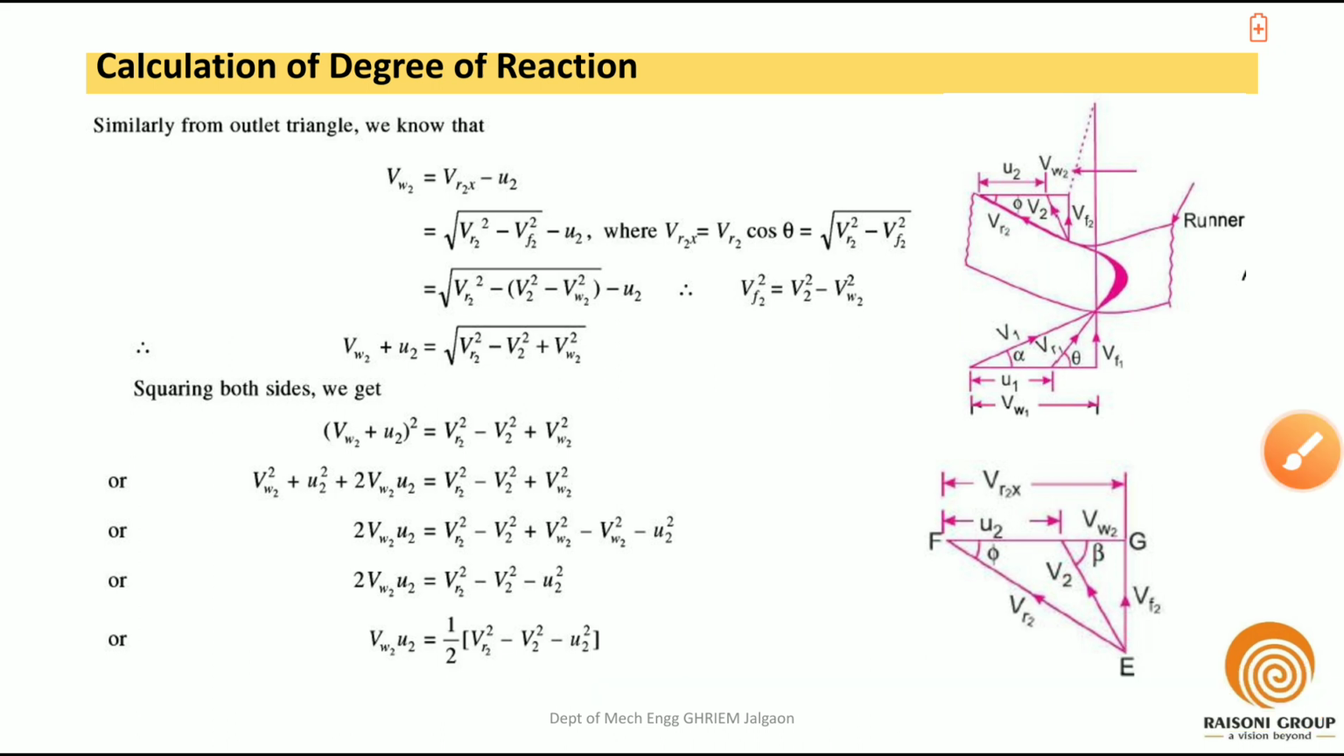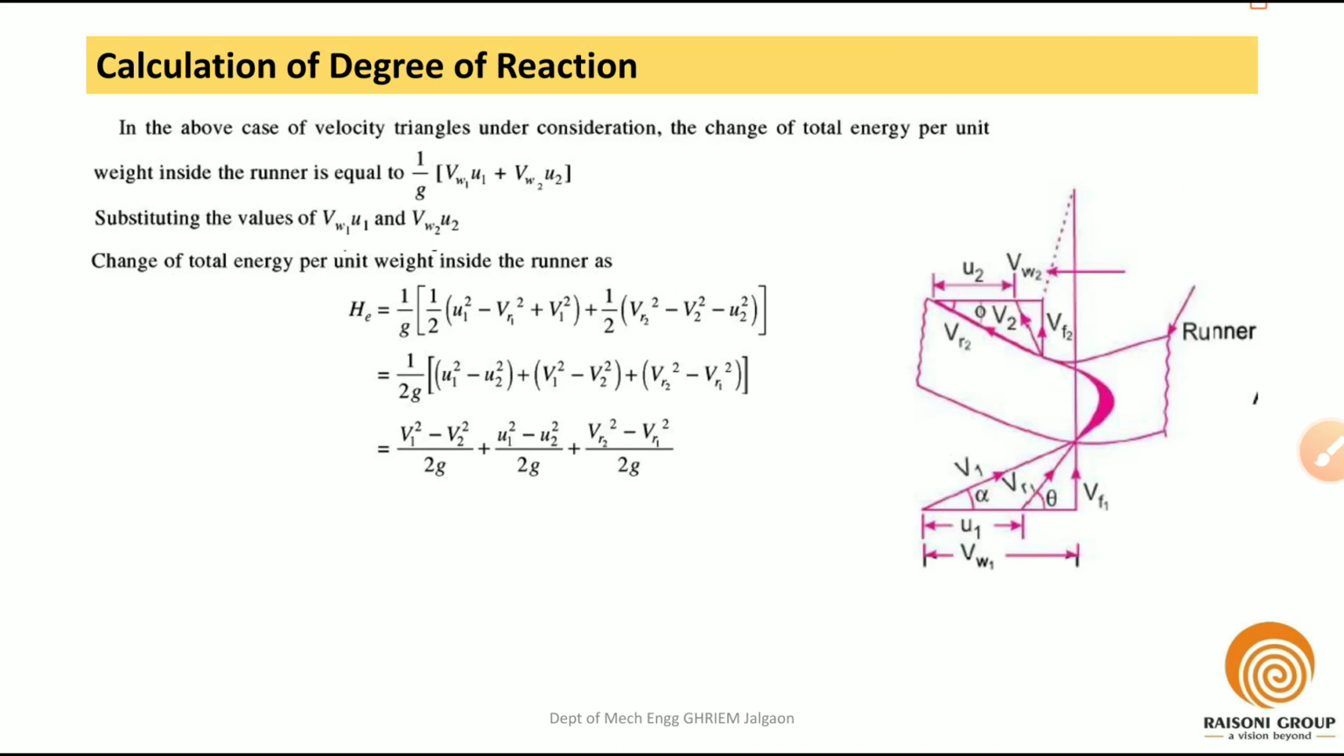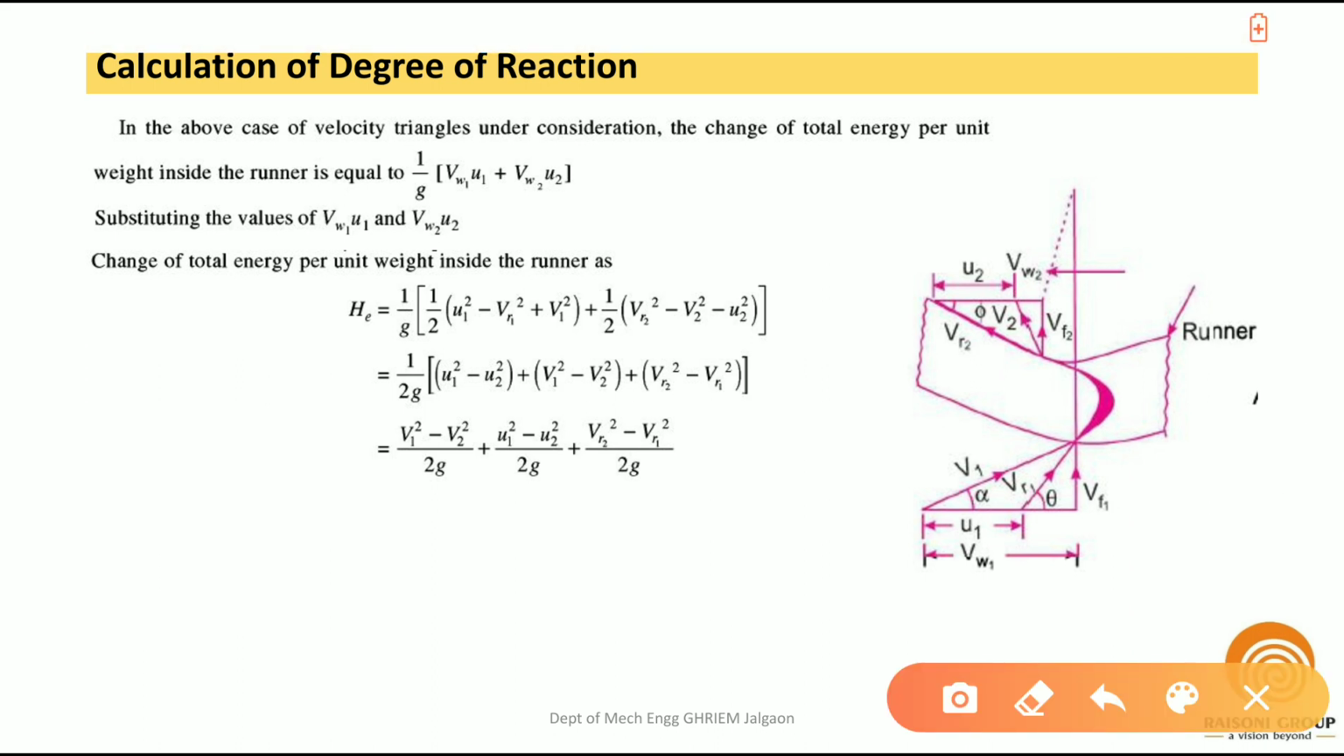So finally we have found out the expressions for Vw1 u1 and Vw2 u2. In the velocity triangle under consideration, the change of total energy per unit weight inside the runner is equal to 1 upon g into Vw1 u1 plus Vw2 u2. We have already stated this according to Euler's equation.